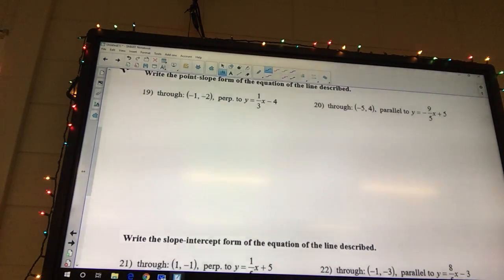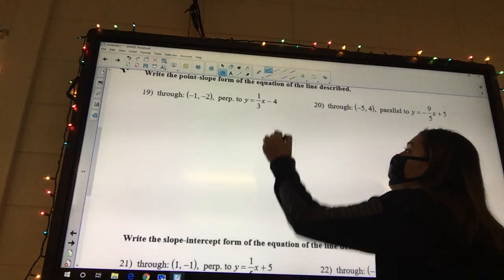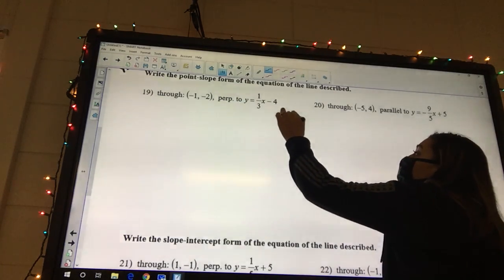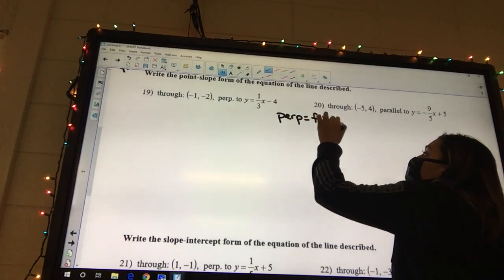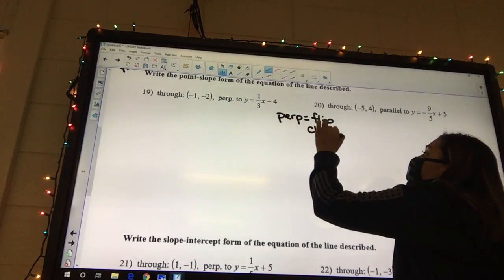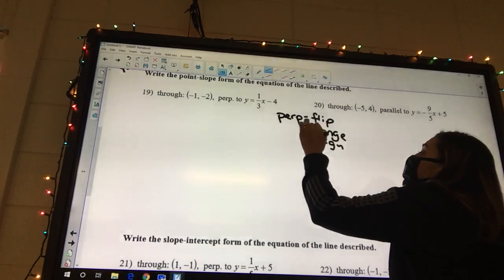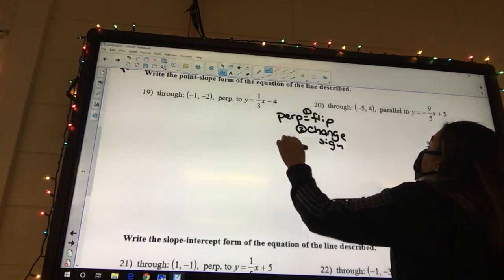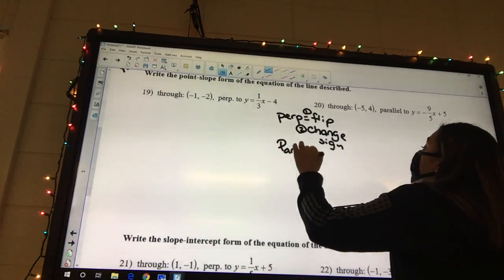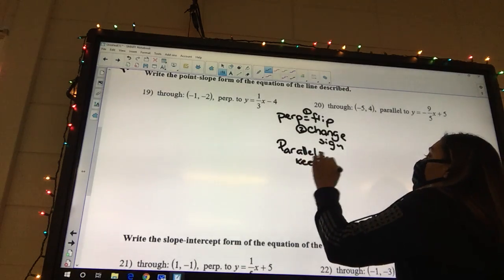Okay, write the point slope form of the equation of the line described. Okay, this one also you're going to need some notes. So when this says perp, we flip and change the sign. Okay, we need to do those 2 things. We got to do this and we got to do this. Okay, when it says parallel, we keep the same slope.